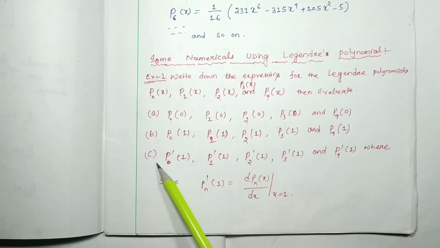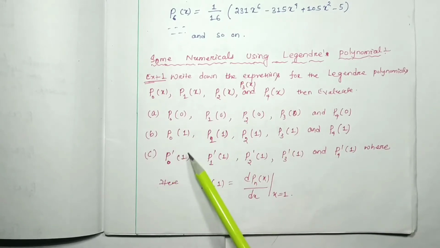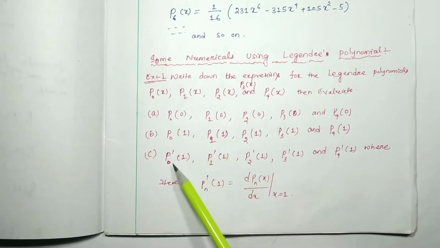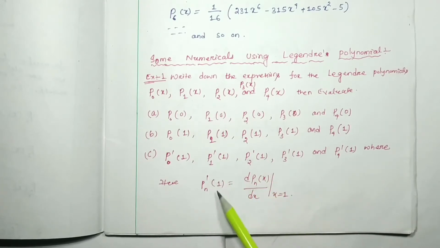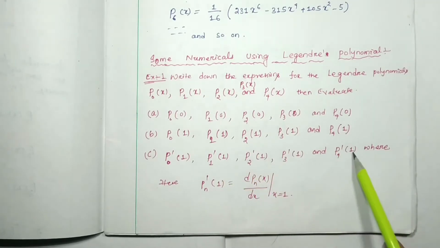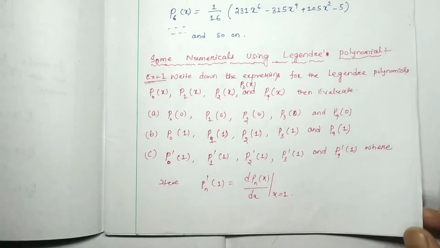Question number C, you have to find P0'(1), that means the first derivative of P0, then you have to put x equal to 1 and find the value. So here first derivative with respect to x, that means in general Pn'(1) means dPn(x) by dx at x equal to 1. So here P1'(1), P2'(1), P3'(1), P4'(1) you have to evaluate. So one by one we are going to do it here.